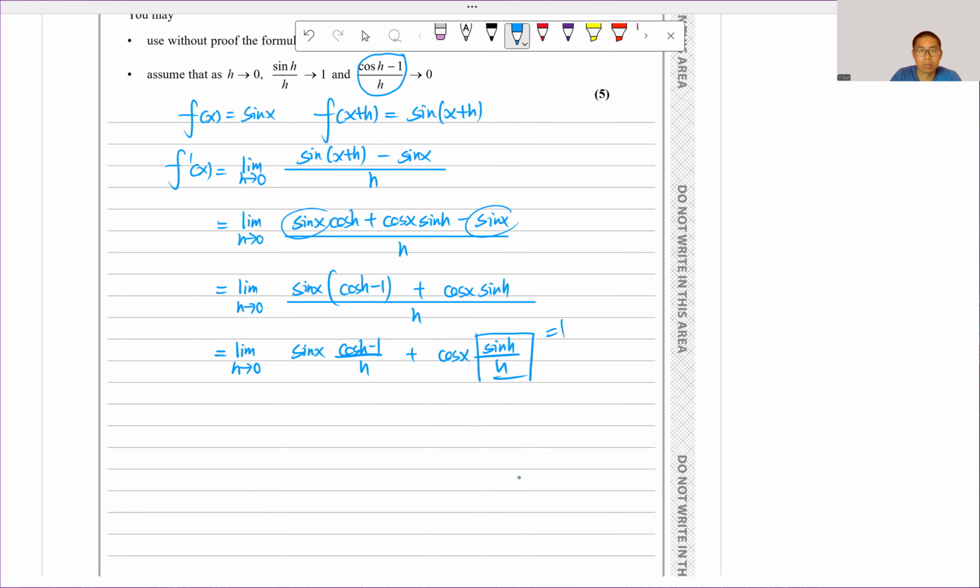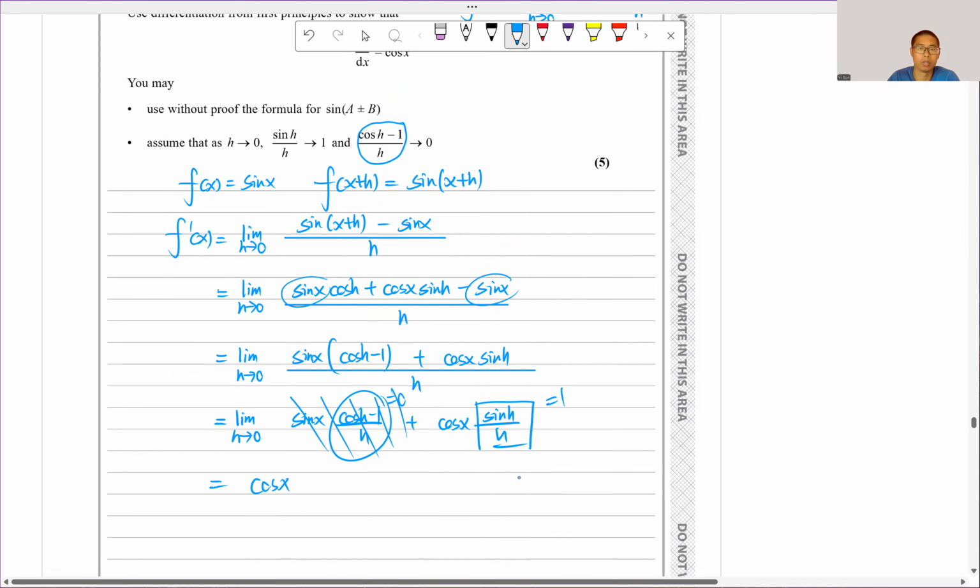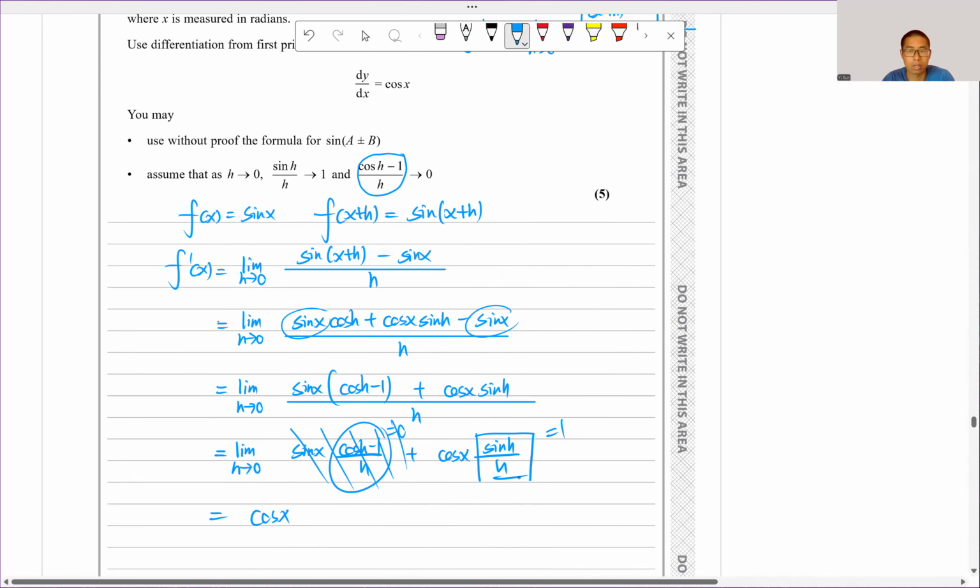And then (cos h - 1)/h equals 0, so that whole term becomes 0 because anything times 0 is 0. And then sin h / h equals 1 as h goes to 0. So just cos x is left, which is our final answer: dy/dx is cos x.